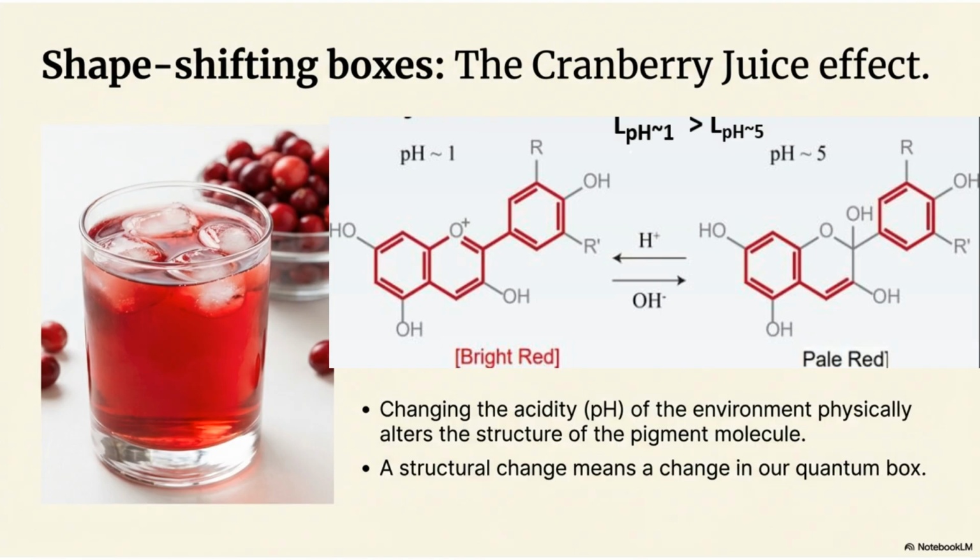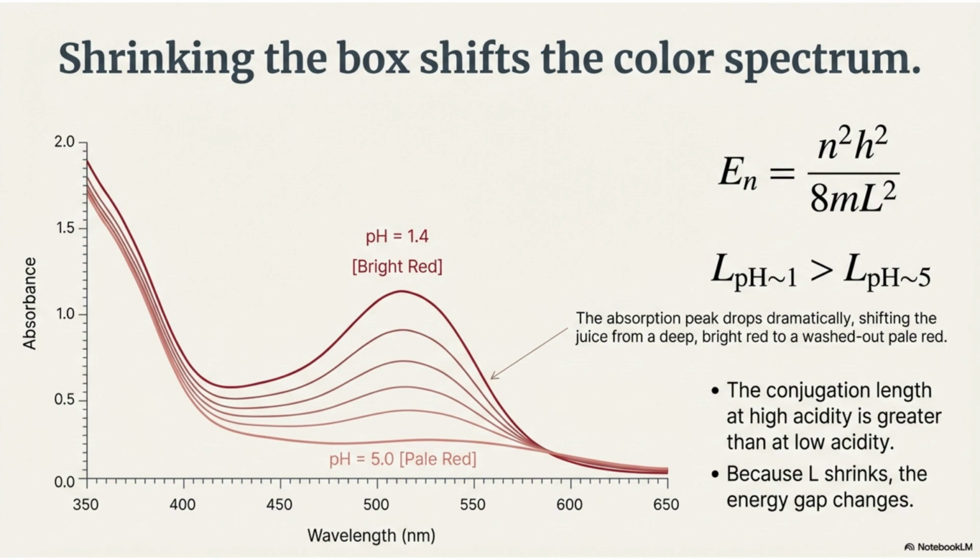The cranberry juice effect demonstrates shape-shifting quantum boxes. Changing the acidity, or pH, physically alters the structure of the pigment molecule, and a structural change means a change in our quantum box's length, L. Shrinking the box shifts the color spectrum. The conjugation length at high acidity is greater than at low acidity. When L shrinks, the energy gap changes, and the absorption peak drops, shifting the juice from a deep, bright red to a washed-out pale red.